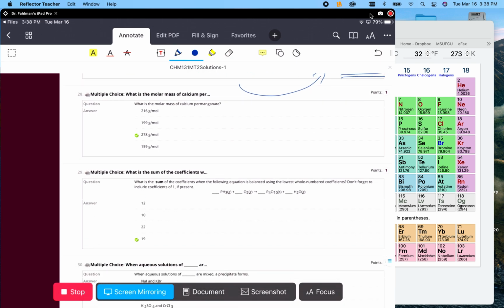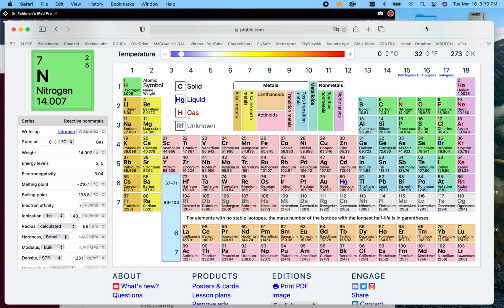The molar mass of calcium permanganate. So calcium is this, permanganate is that. So it's really Ca(MnO4)2. If we look in the periodic table, calcium 40.078, then we have manganese 54.938, and you have 2 of them. And then you have 16 times 8 oxygens. So that's a grand total of 277.95 grams per mole, or 278 rounded.